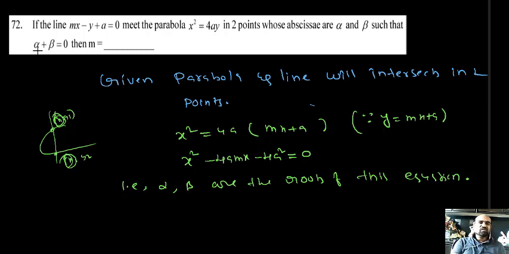Okay, so alpha plus beta is given as 0. That's the sum of the roots I will use. Sum of the roots.